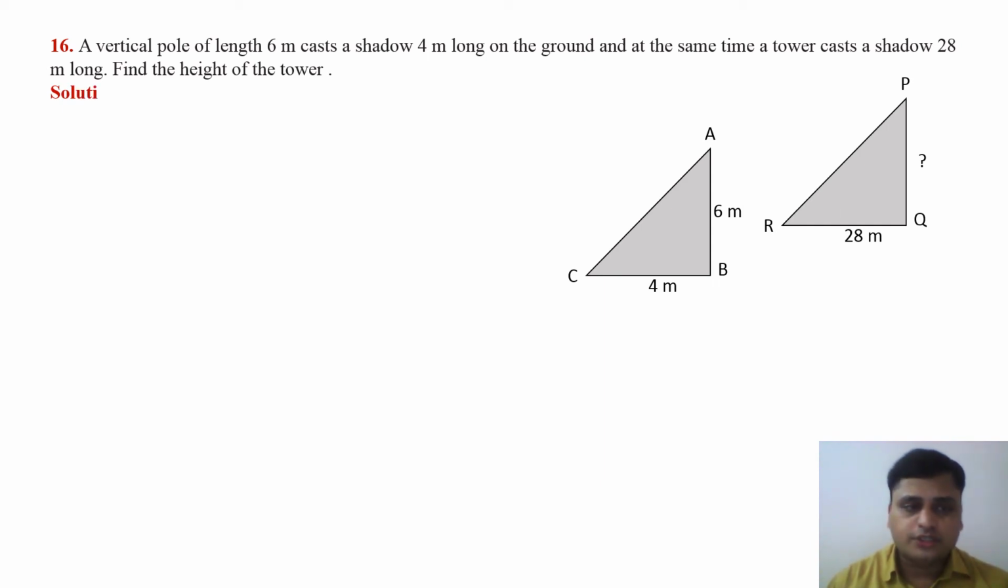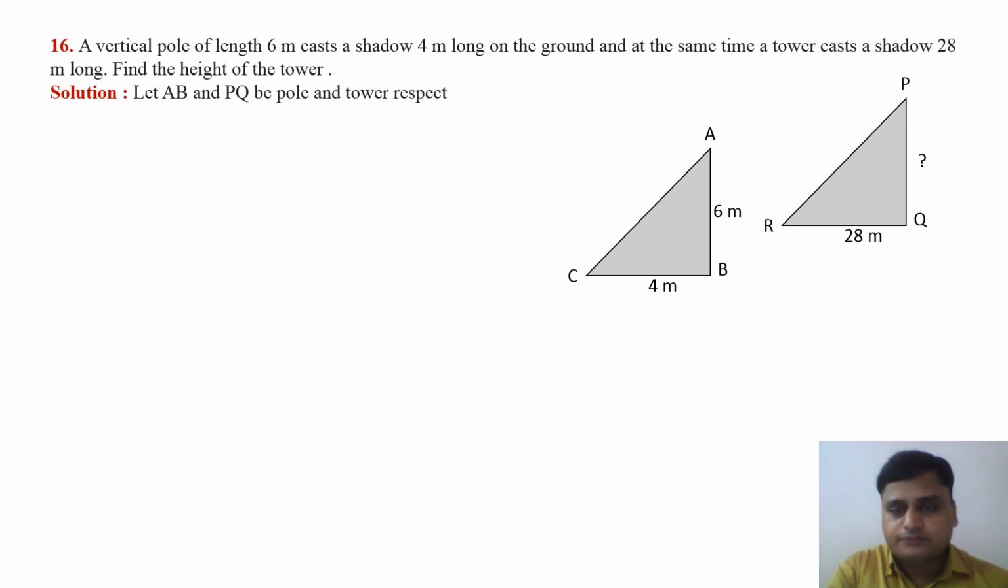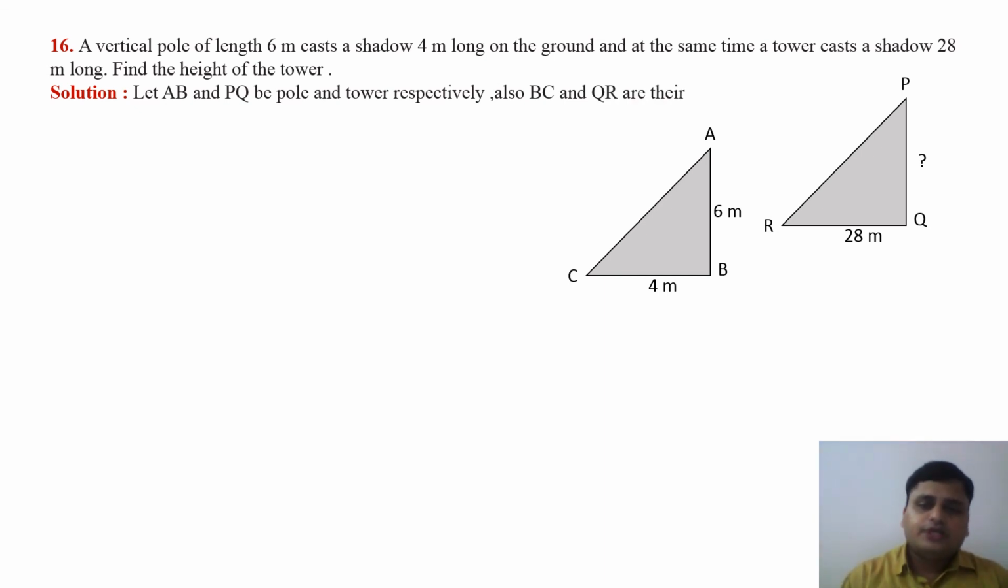Let's do the solution. Now in this solution, we need to use the concept of light also. Let AB and PQ be the pole and tower respectively, AB is the pole and PQ is the tower. And BC and QR are their shadows. Is it clear? Till this it is clear, or any problem?